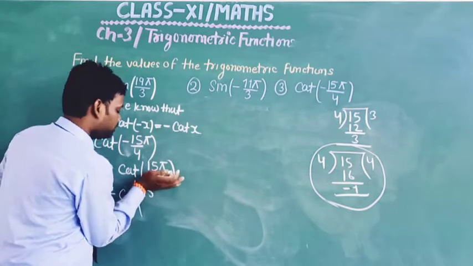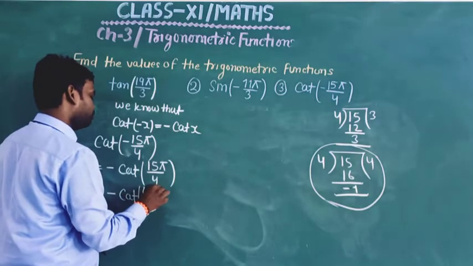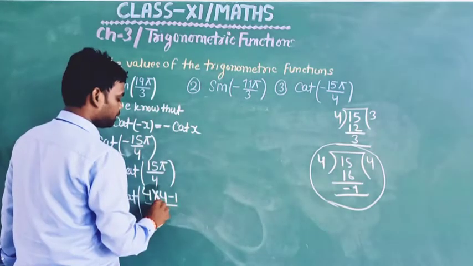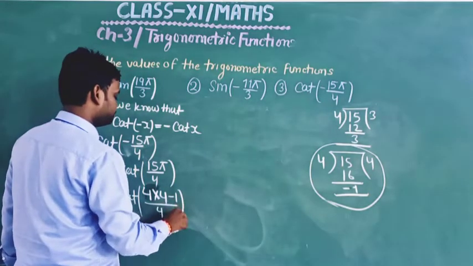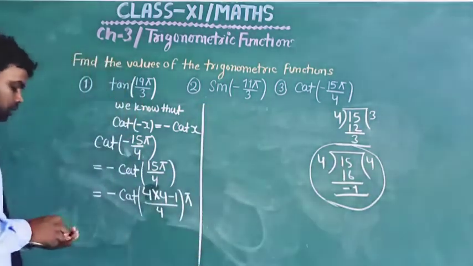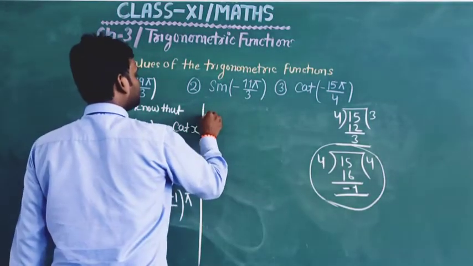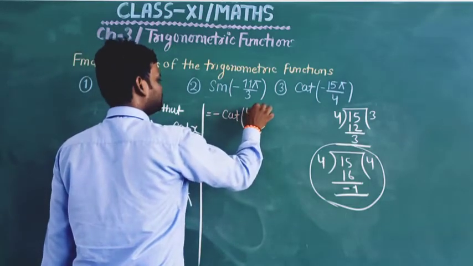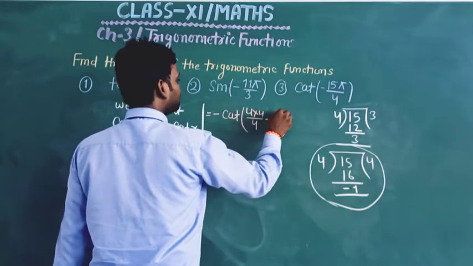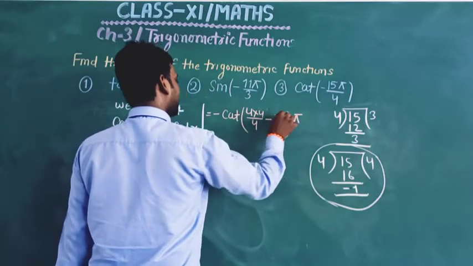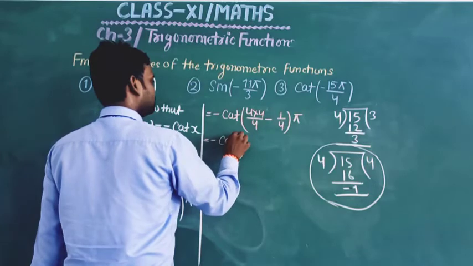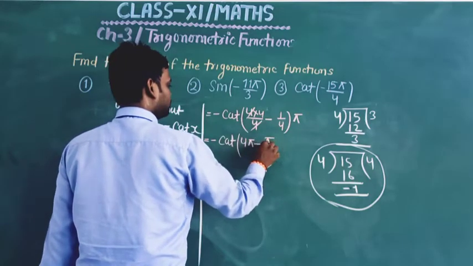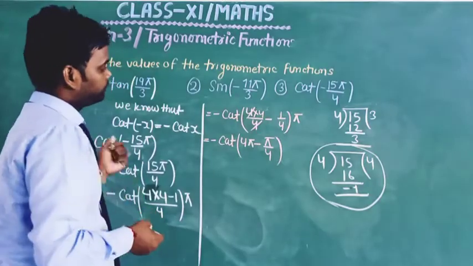4 into 4 minus 1 by 4, and this is pi. And minus cot is also written as 4 by 4 minus 1 by 4 pi, and this is minus cot. 4 cancels out, so minus cot 4 pi minus pi by 4.